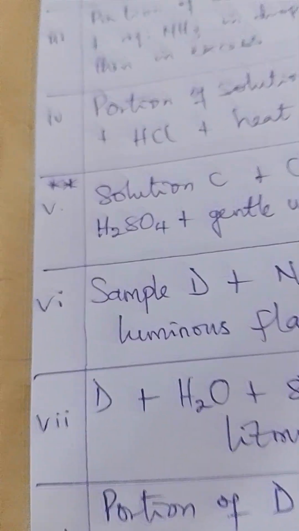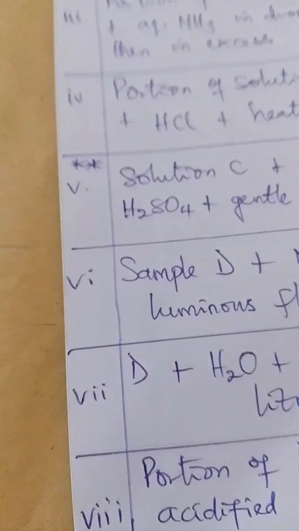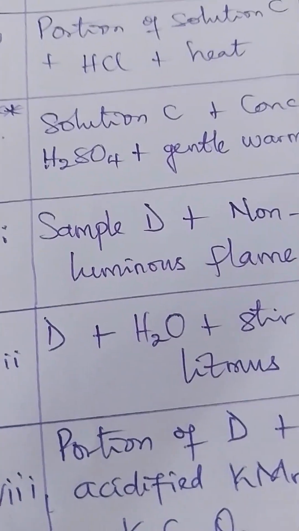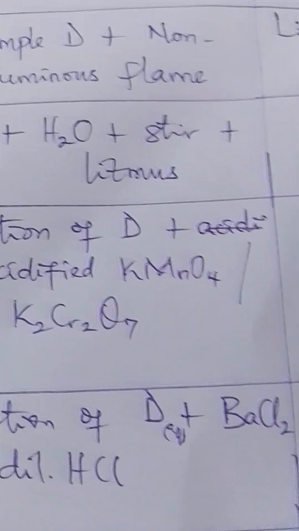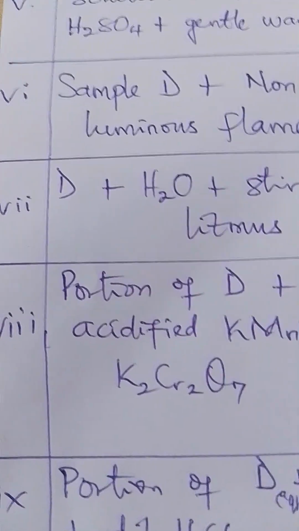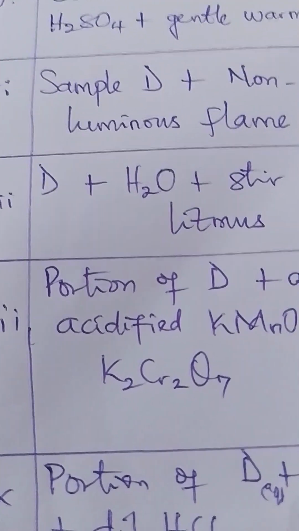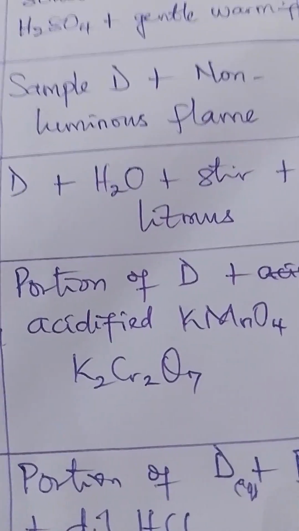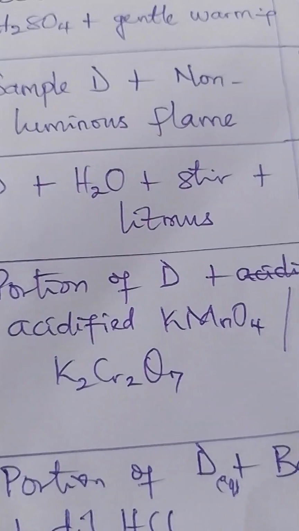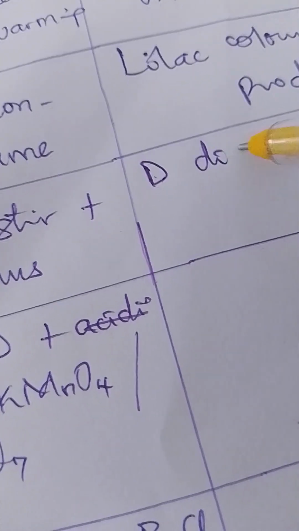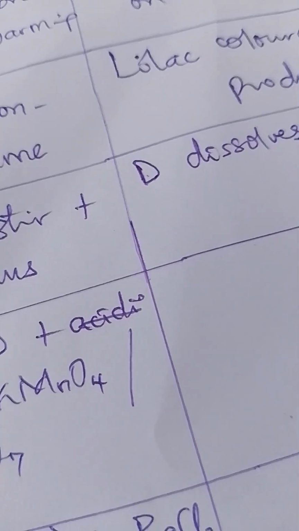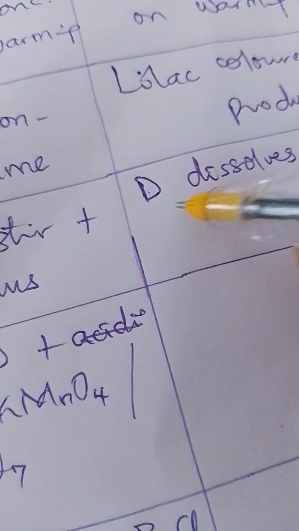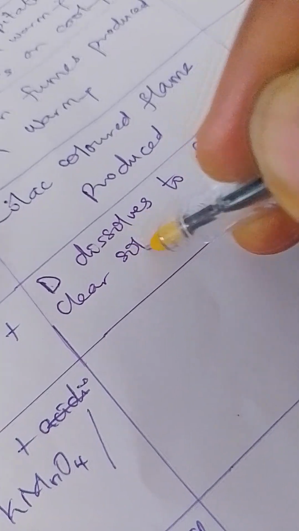All right. So now you can be asked to mix that sample D with water and stir. It's possible you're asked to mix sample D with water and stir. So if you're asked to do that, what do you have here? Sample D with water, you discover that D will dissolve. So you say D dissolves to form a clear solution.